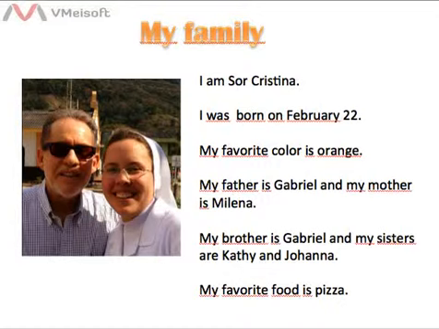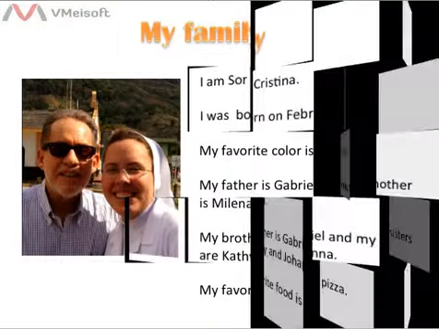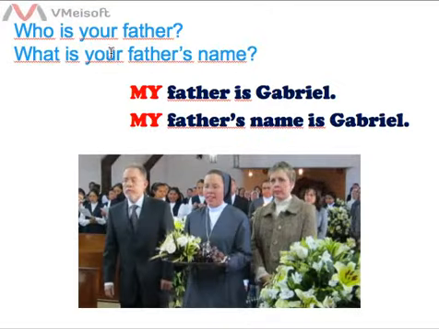This is an example of what they're going to do later, and there's a bit of a comprehension part, which comes next, which is this one. Who is your father? What is your father's name? Here we continue practicing the possessive for the present simple.